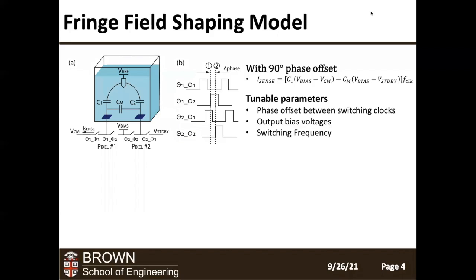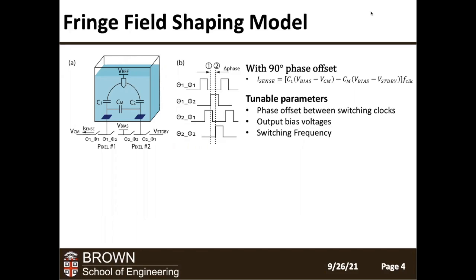Here is a simplified model to explain the concept of fringing field shaping. We have two pixels, pixel 1 and pixel 2, and each pixel is driven by one set of non-overlapping clocks with some phase offset. One side of both pixels is biased to V bias, while the other side is biased to VCM and V standby respectively. C1, C2, and Cm are the capacitance seen by pixel 1, pixel 2, and the mutual capacitance.